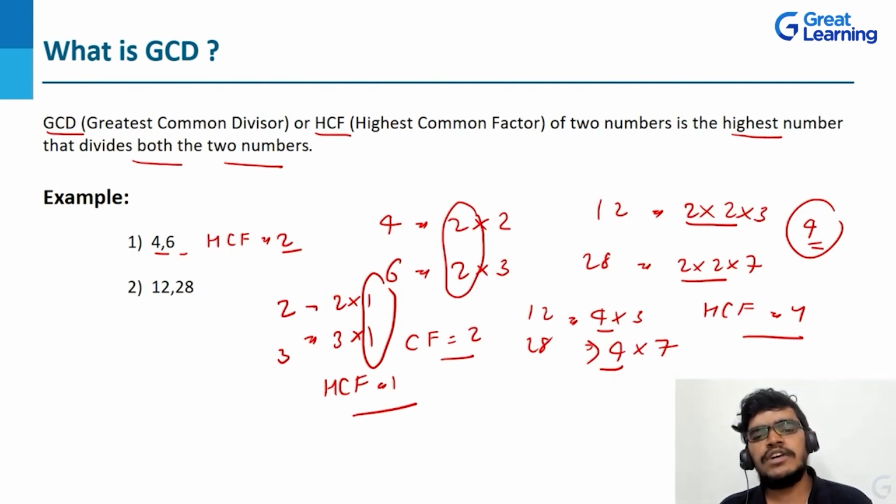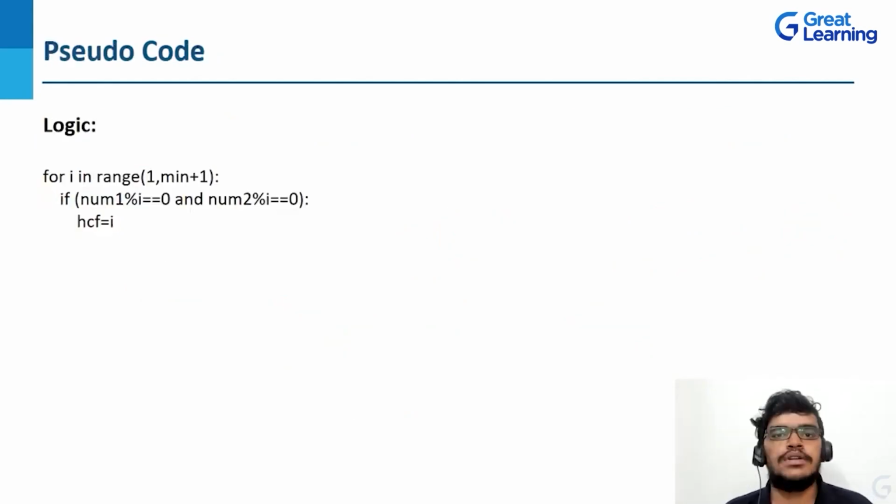Now, if we want to calculate the GCF in programming, we can't do it in this way, right? So there must be an approach. Let's see the pseudocode. How can we work this out in programming? So now let's understand the logic of GCF.